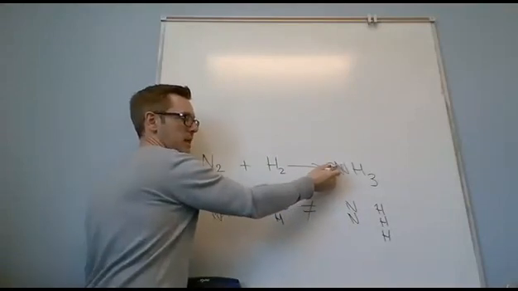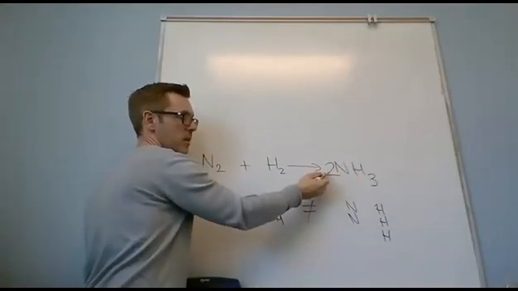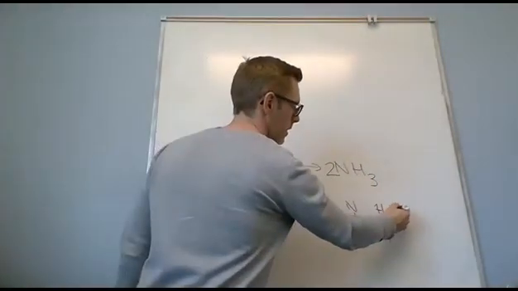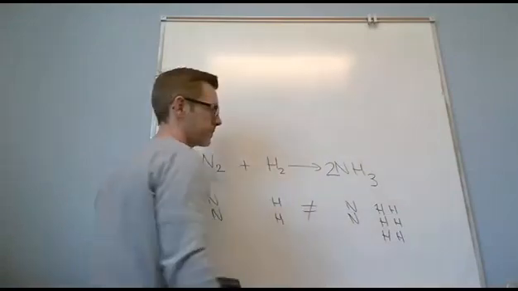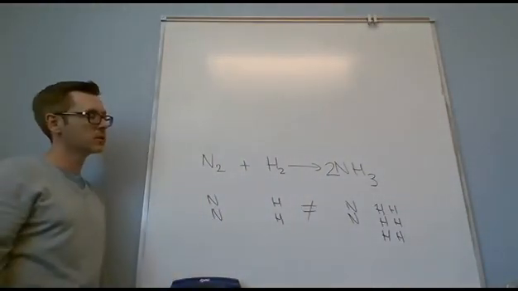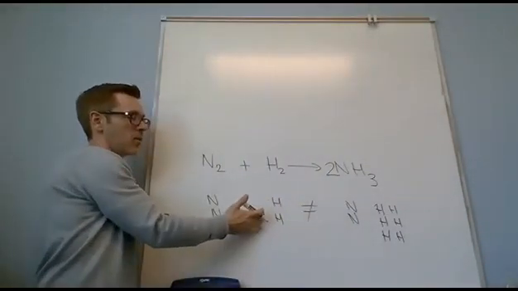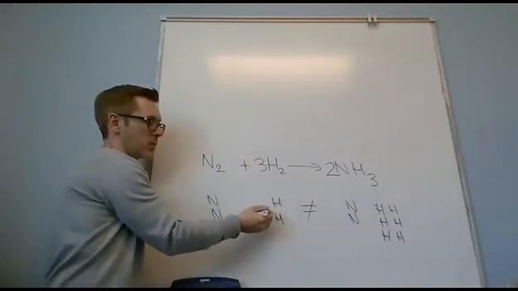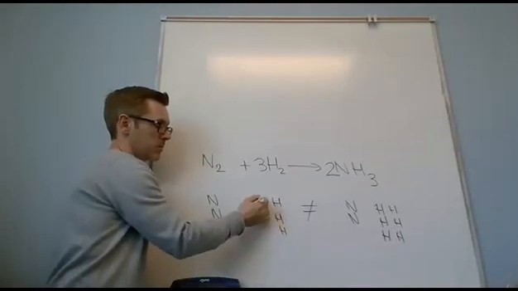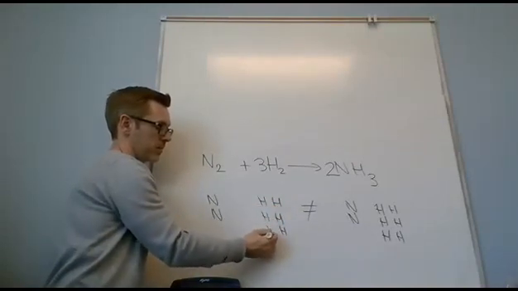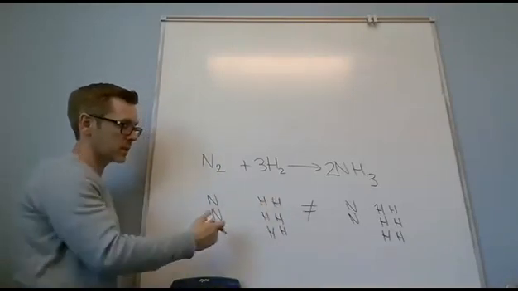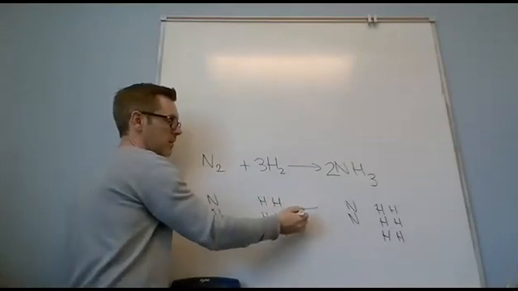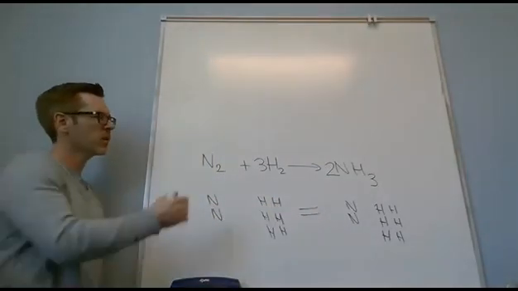That coefficient now multiplies everything. So I've got 2 nitrogen, or I've got 2 multiplied by 3, I've got 6 hydrogen. There's 6 hydrogen. So I have to come back over to this side, and I have to put a 3 here, so that the 3 will multiply the 2 and also give me 6 hydrogen. Now we can see that we have 2 nitrogen and 6 hydrogen on each side. Indeed, we're obeying the conservation of mass law.